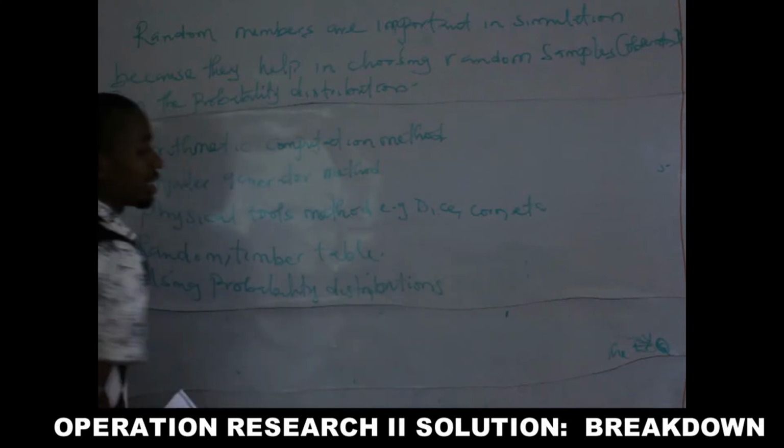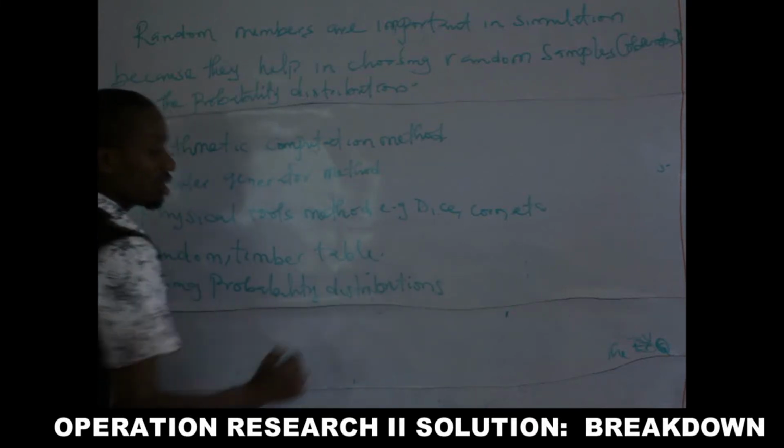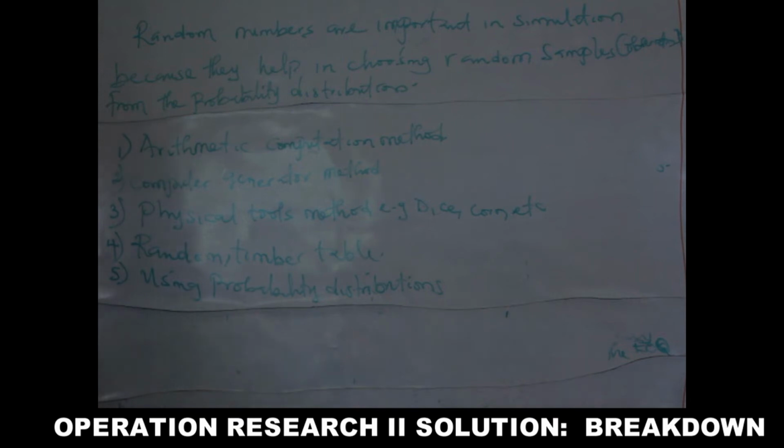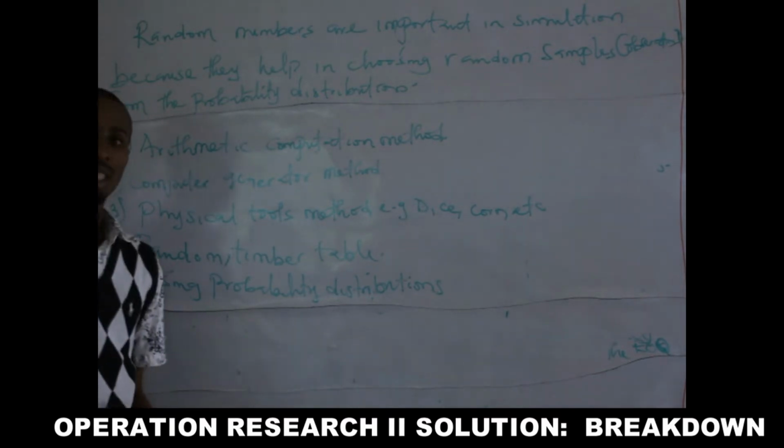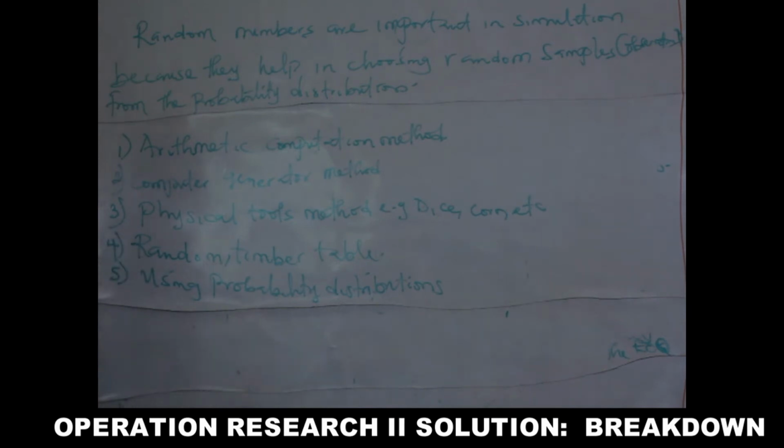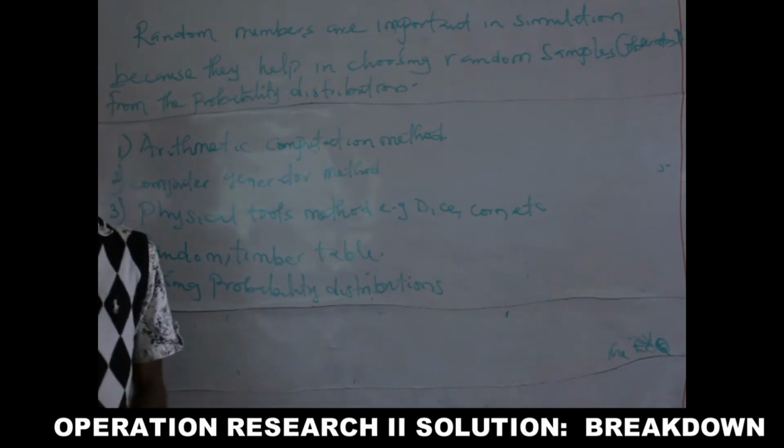Now, generally in simulation, probability is very, very important, because when you are simulating, you are not sure of the outcome. You can always say, for instance, if this should happen, then this will occur. If this will not happen, then this will not occur.